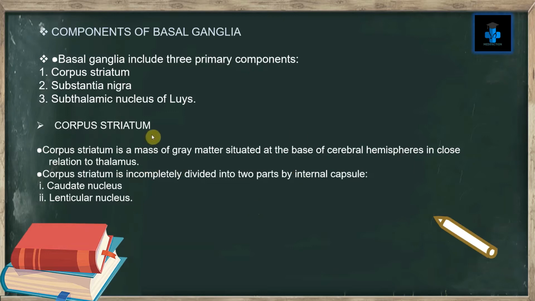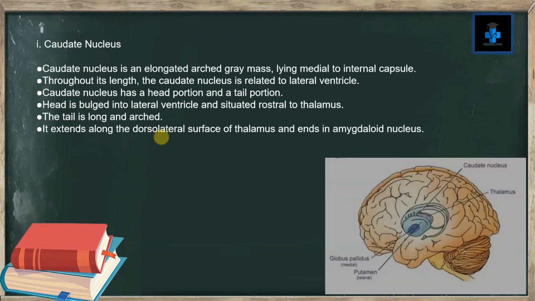Corpus striatum. Corpus striatum is a mass of grey matter situated at the base of cerebral hemisphere in close relation to thalamus. Corpus striatum is incompletely divided into two parts by internal capsule. Number 1 is caudate nucleus and number 2 is lenticular nucleus. Let's go deeper.